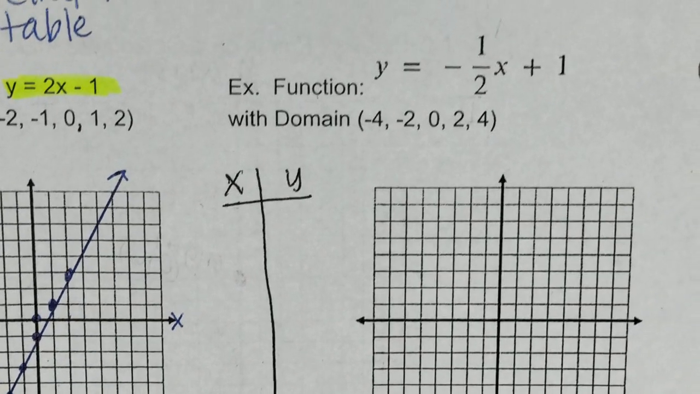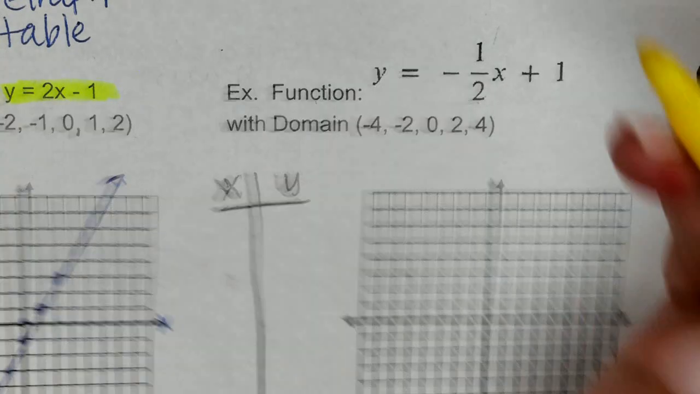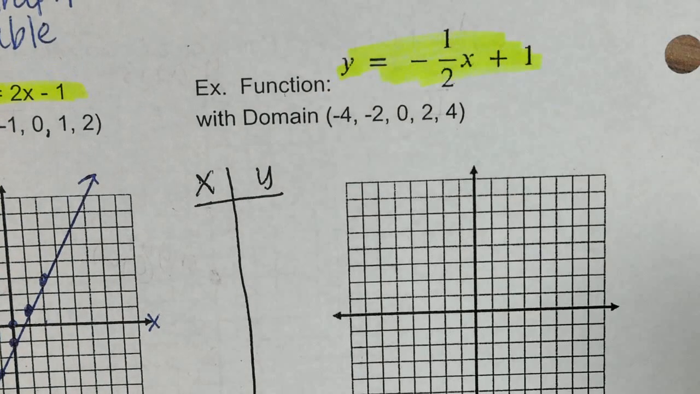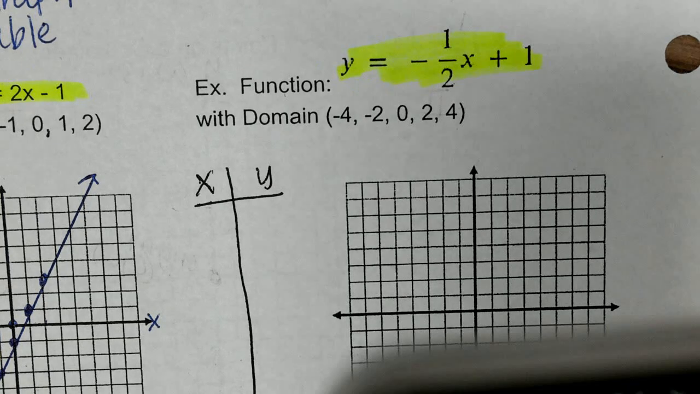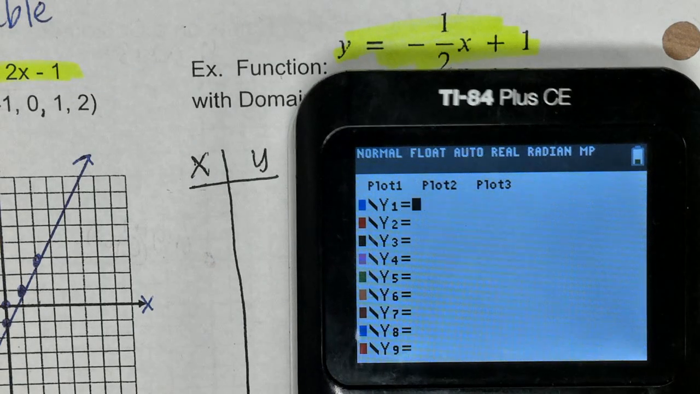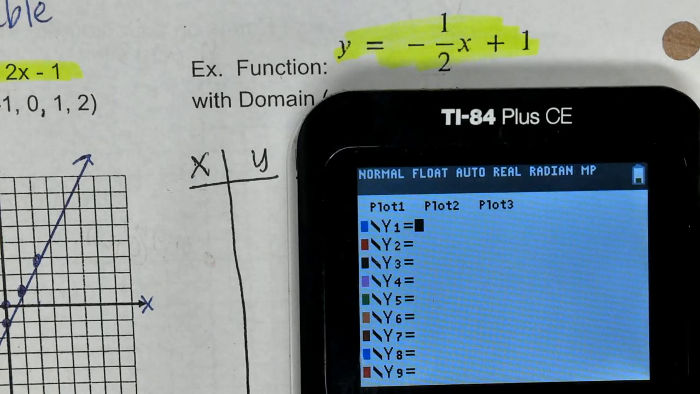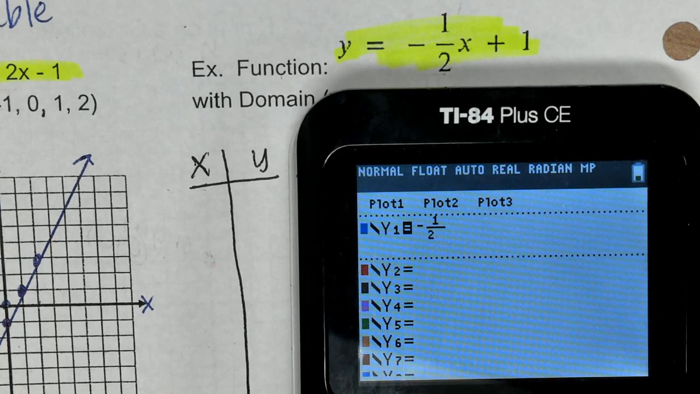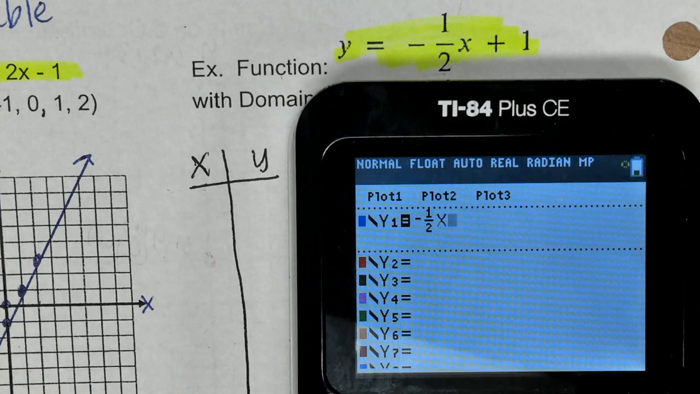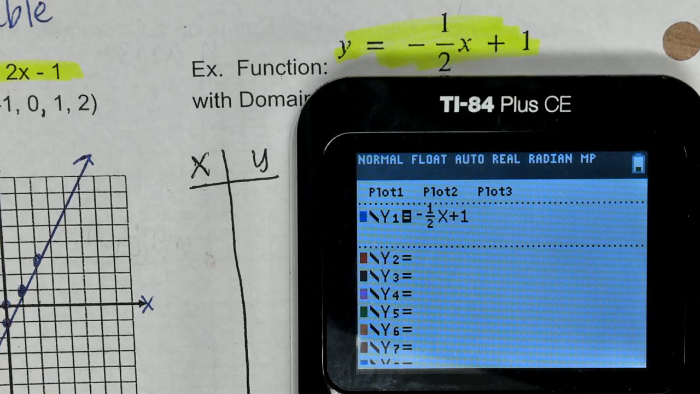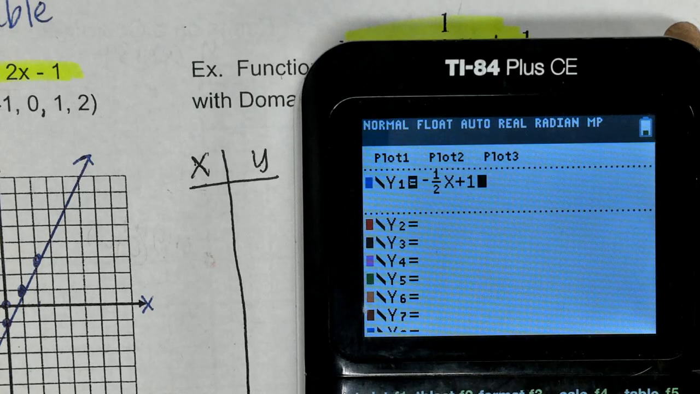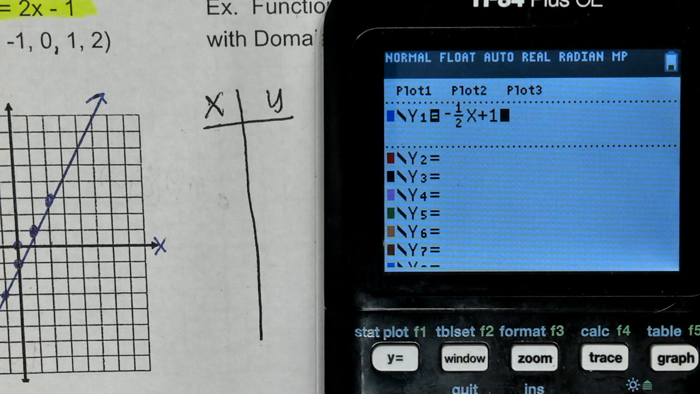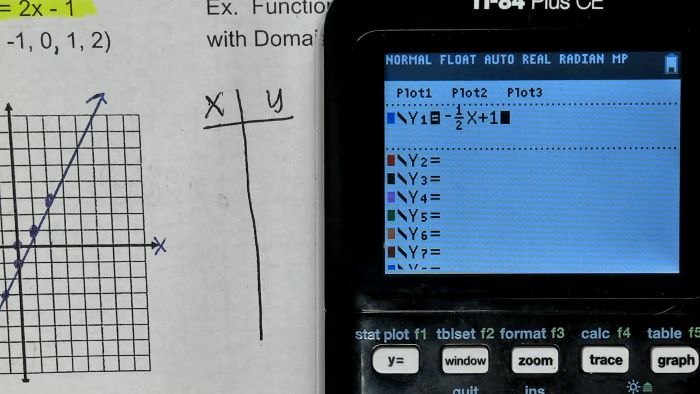What is the function that they want us to graph? -1/2 x plus 1. So everybody go to your y equals button. Clear everything out. Type in negative alpha y equals 1/2. Tab out x plus 1. Does everybody have it in? I'm waiting for everybody to get it in.